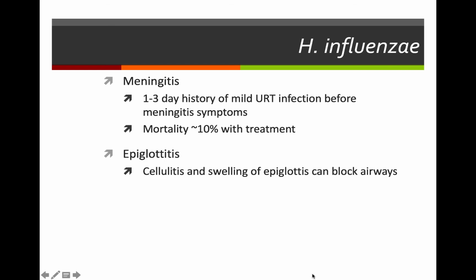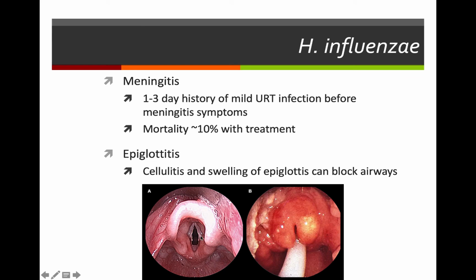Haemophilus influenzae can also cause epiglottitis. So it can cause cellulitis, basically a tissue infection in the epiglottis, which can cause swelling of the epiglottis, which can block the airway and lead to respiratory failure in the patient. So here what they're showing is a normal epiglottis. Here you can see it is very, very inflamed, and this is a tube.